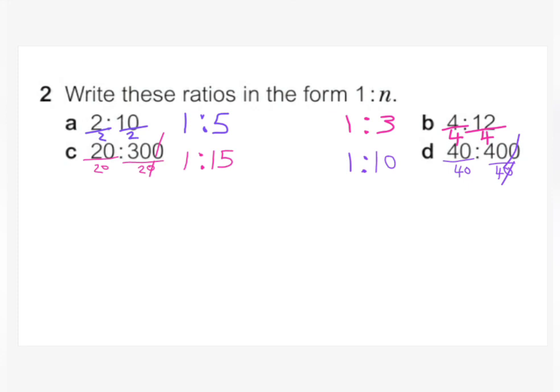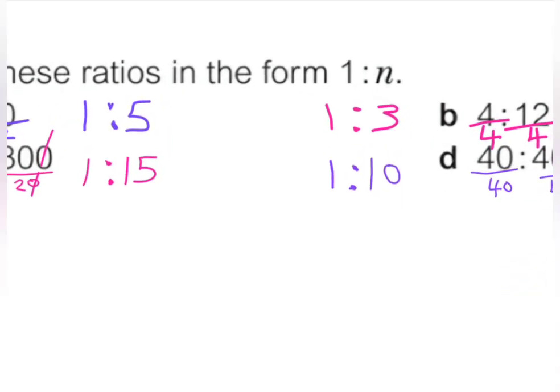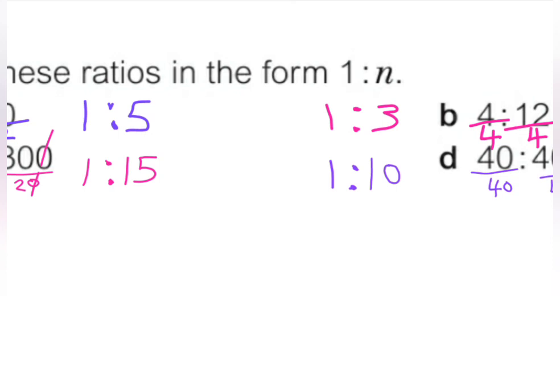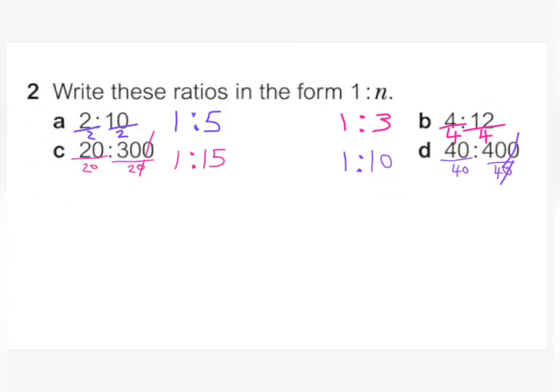And this is how to turn a ratio into the form of 1 to n, and this is how you answer a question like this. And remember, guys, 1 to n means what? It means the first number is always 1, as you can see here. And how do you do this? You take both numbers and divide them by the first number. And this is how you answer a question like this.